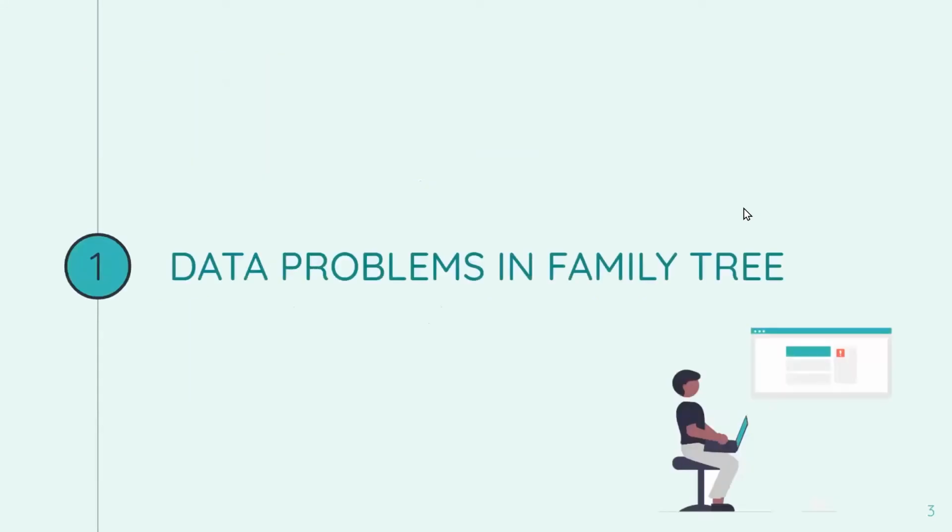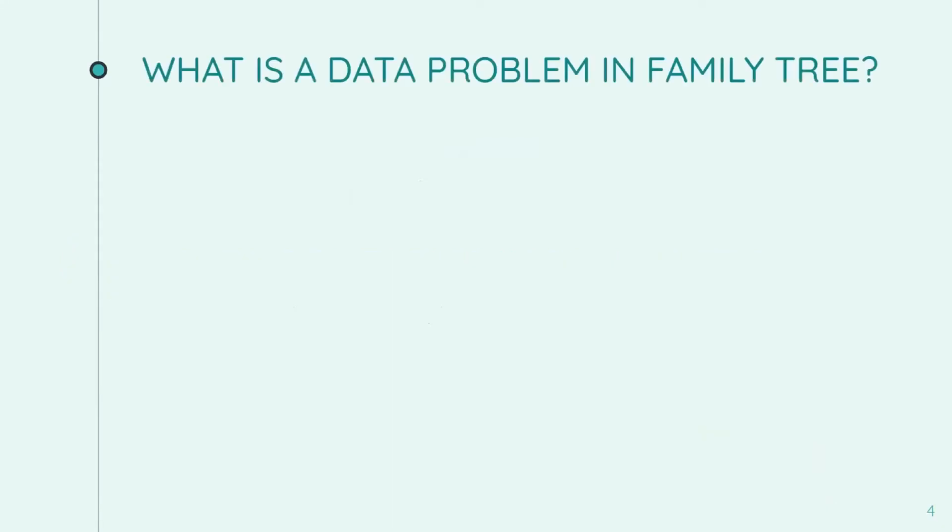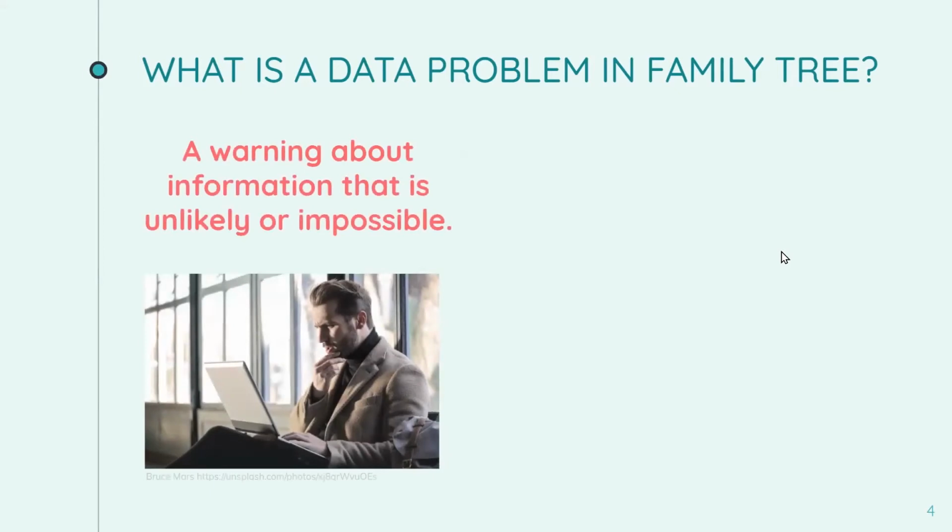So on to our first topic, data problems in Family Tree. One reason that I wanted to be clear about this up front is that the term data problem can seem ambiguous because we talk about data problems just generically, right? It's something that went wrong with the data. But in Family Tree, they actually use that term in a very specific way. It refers to a warning about information that is either unlikely or just downright impossible. So here are some examples.